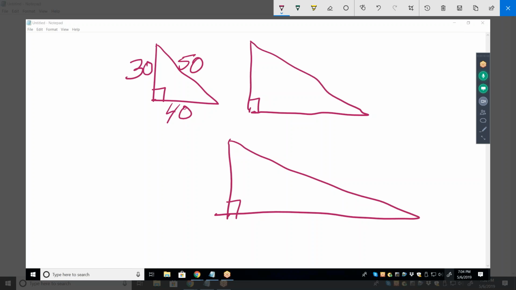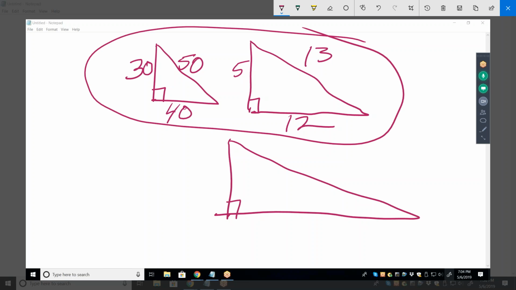How about this one? What's the unknown side here? 12. Okay. 5, 12, 13. Remember that one. Because between those two, that will cover half of the triangles they give you. I promise.